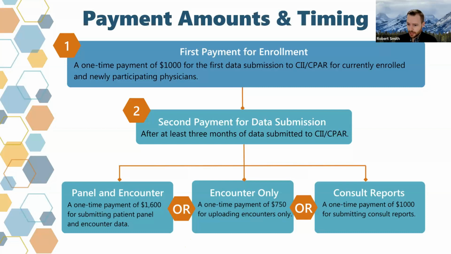For other people who are only submitting consult reports, let's say most non-family medicine specialists working in the community, they will receive a one-time payment of $1,000. The idea of the difference of these payments was to recognize that some of these require more effort, more administrative burden than others. So we just wanted to recognize that in the payment structure. I'll give a few more details in a second, but important to note here that if you are submitting, let's say, consult reports at one of your practices and panels and encounters at another one, you will receive the higher of those 2 payments. So in all cases, whichever one is applicable and also the highest, that's the one-time payment you will receive after we see the 3 months of data being submitted.